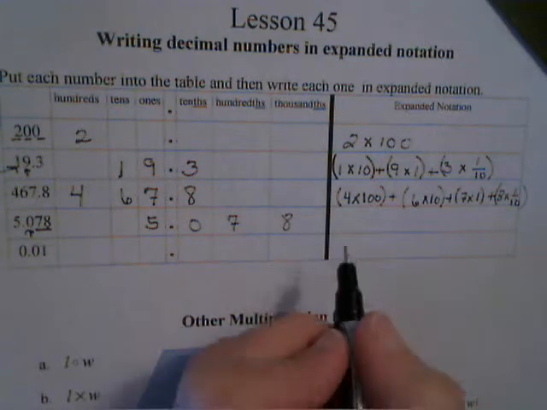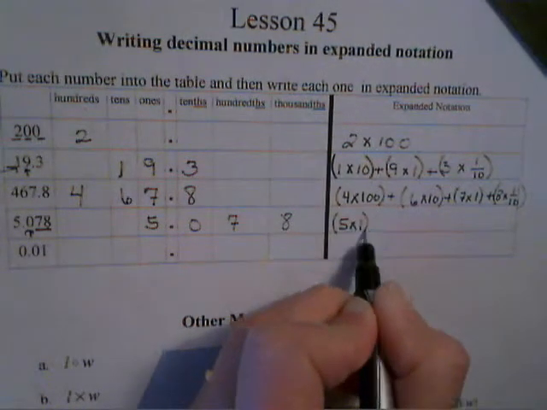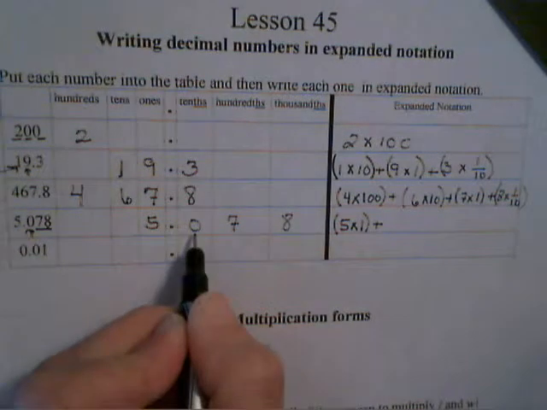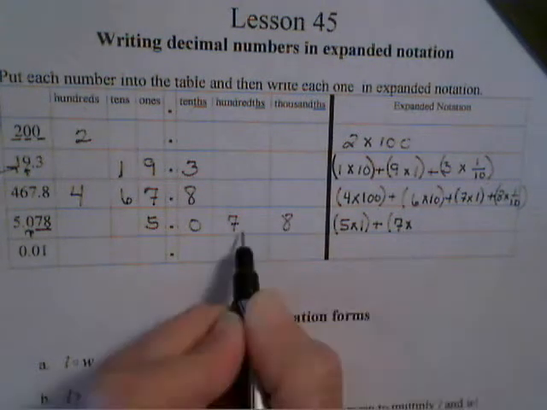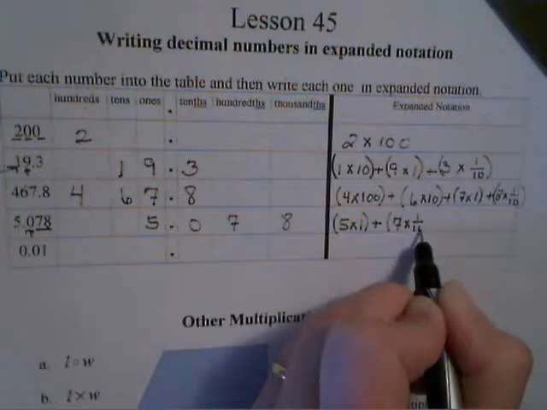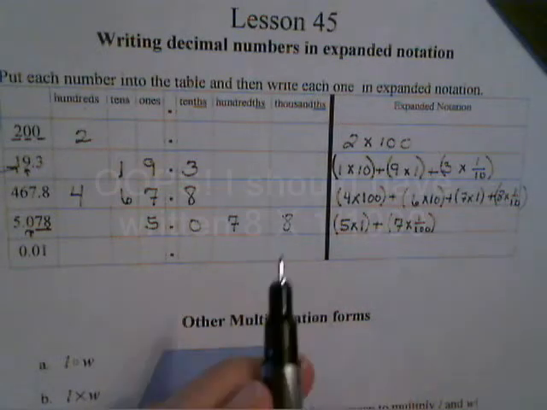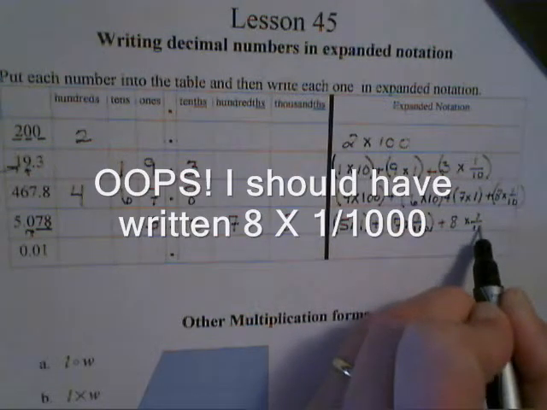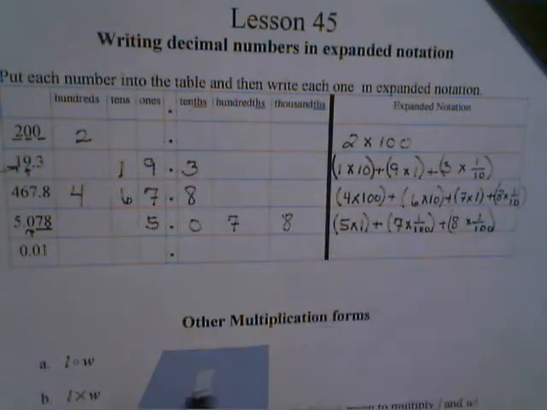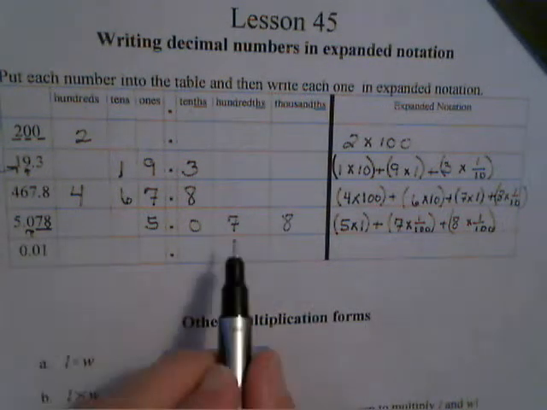To write this in expanded notation, I'm going to have 5 times 1, because that's in my ones, plus, well, I don't have anything in the tenths, so I'm just going to leave that blank. But I do have something in the hundredths place, so that's going to be 7 times 1/100th. And then I do have something in the thousandths place. That's going to be 8 times 1/1000. And there we go. There's the expanded notation for that 5 and 78 thousandths.